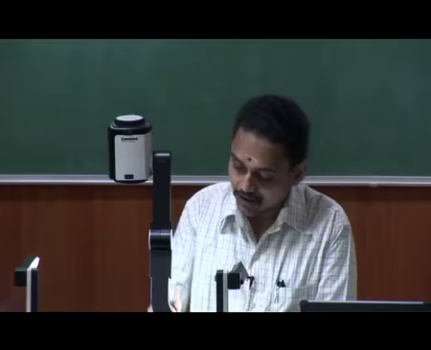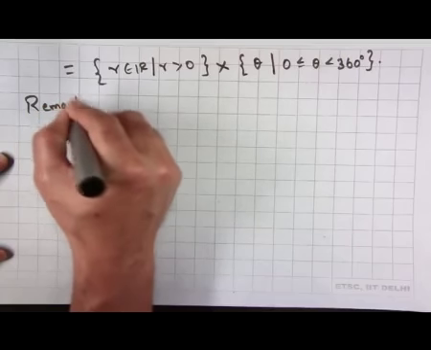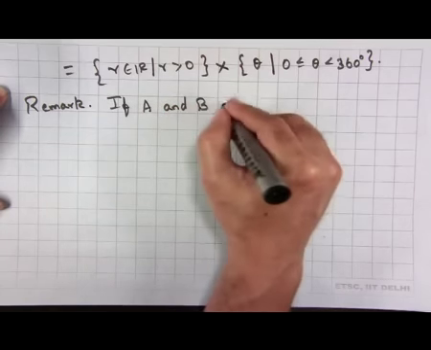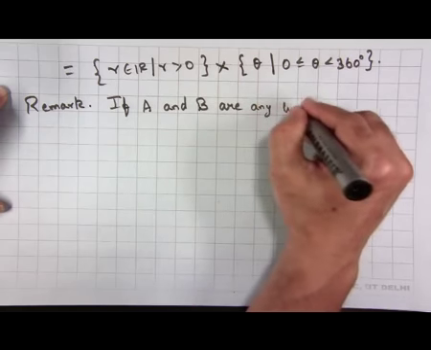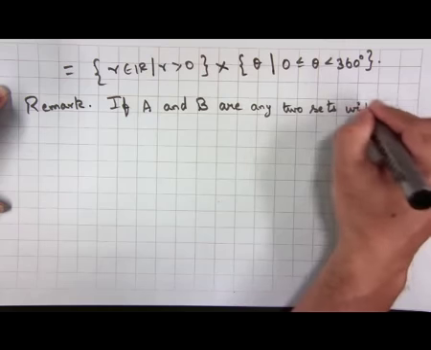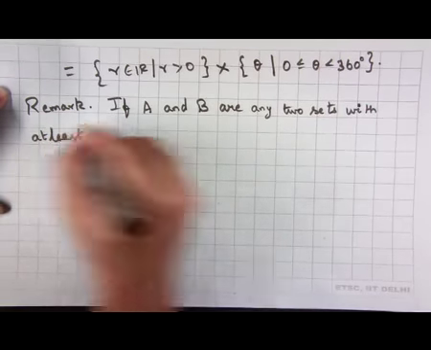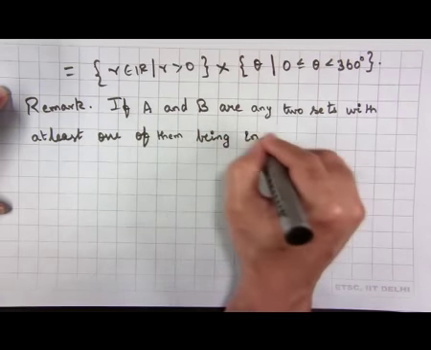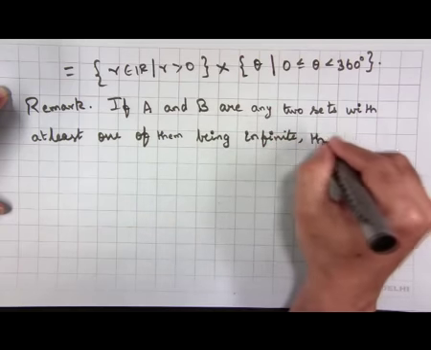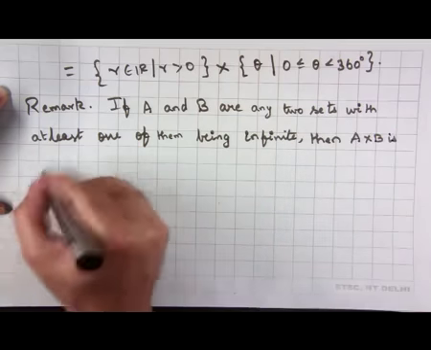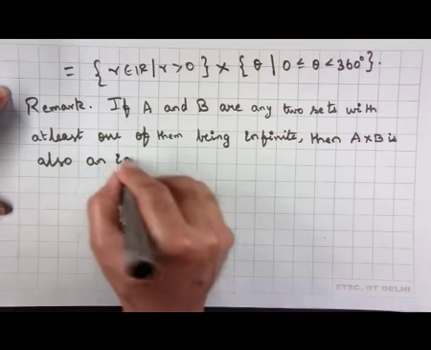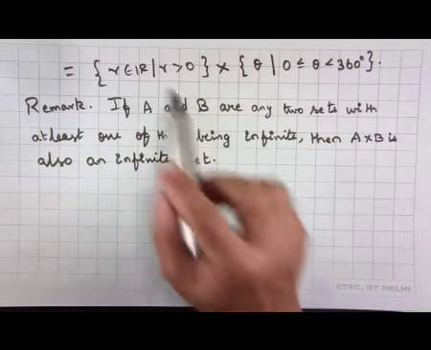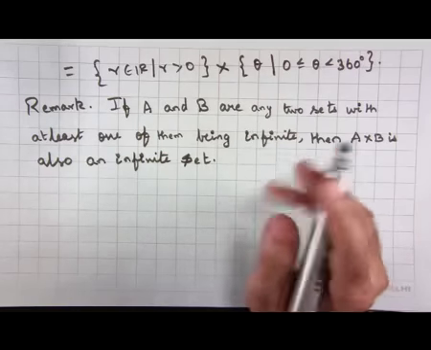So, now having said all these things, let me make one more remark on the Cartesian product. If A and B are any two sets with at least one of them being infinite, then A cross B is also an infinite set. In the earlier case, both the sets are infinite and therefore, the Cartesian product is also infinite.